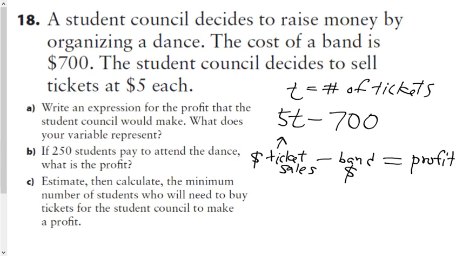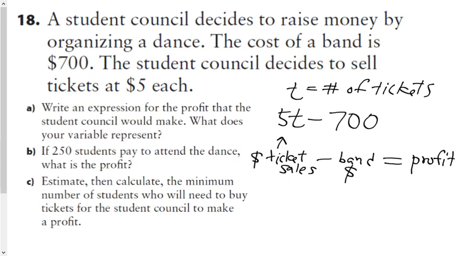So that expression, 5T minus 700, is the expression you use to calculate profit. So if you only sold one ticket, you would have made $5 at the door, minus your $700 to hire the band. You would have lost negative $695.